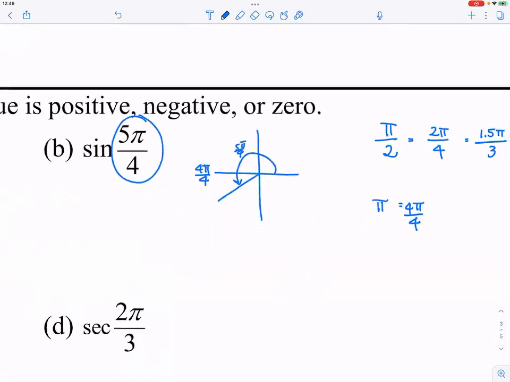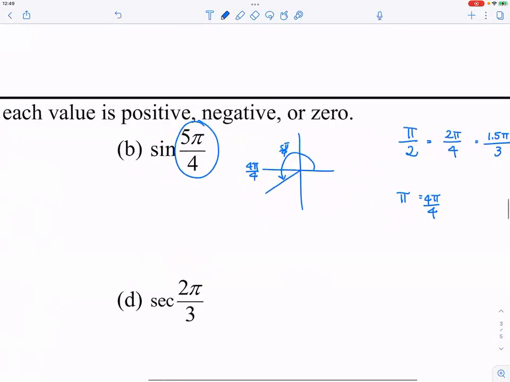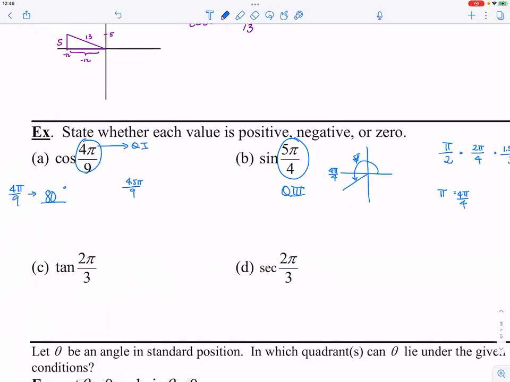Okay, so it's a little comparison that you can do to make your decision even faster. So this is quadrant 3. Okay, so now what do we do here? After we know the quadrants, we can tell whether it's positive, negative, or 0. So for example, cosine of an angle that is in quadrant 1, we'll say it is positive, because all trig functions in the first quadrant are positive. Sine of an angle that's in quadrant 3 would be negative.